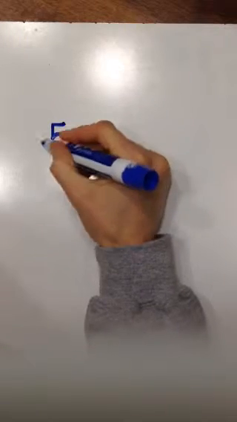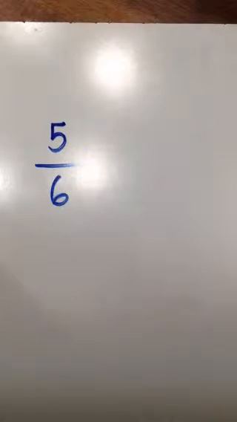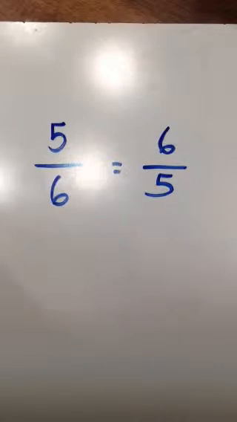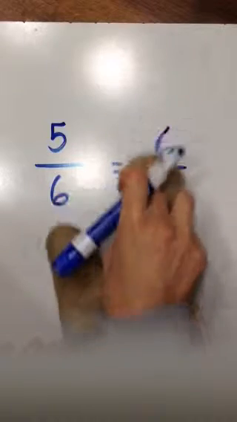Now, let's work some of the problems you're going to be seeing, okay? They're going to say, what is the reciprocal of, and they may say something like 5/6. Well, hopefully, just by looking at this, you're just going to switch them. And so the answer would be 6/5. All right?